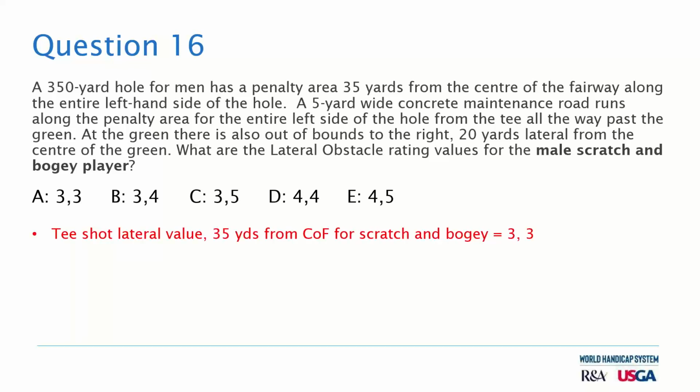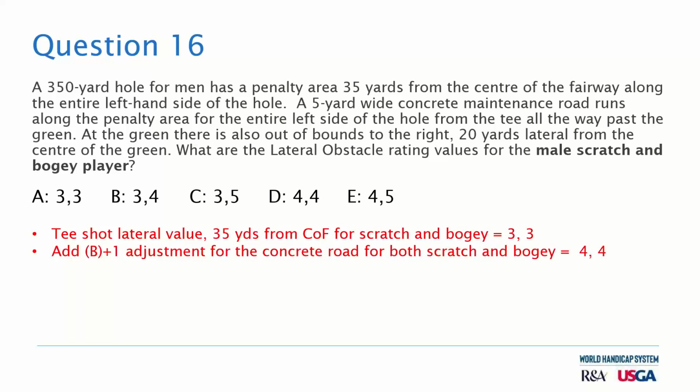So the tee shot lateral value for 35 yards from the center of the fairway, that's what COF stands for, center of fairway. For scratch and bogey, we get 3s, and that's straight off the table. We haven't looked at anything else. Full tee shots for both scratch and bogey, and we've got the column between 30 and 39. We're almost right in the middle there. That is a value of 3 for both players. That comes straight from the table.